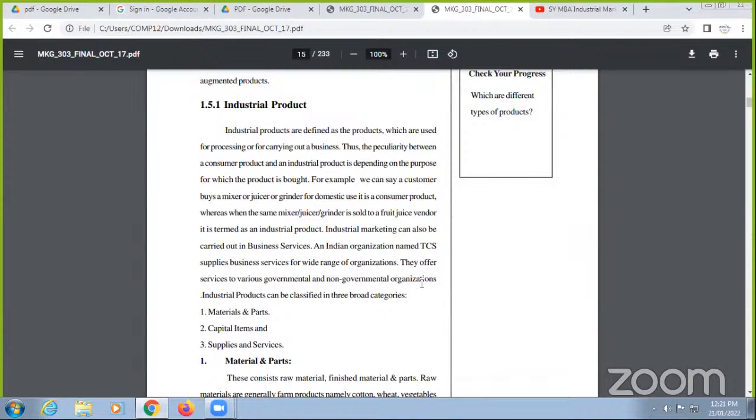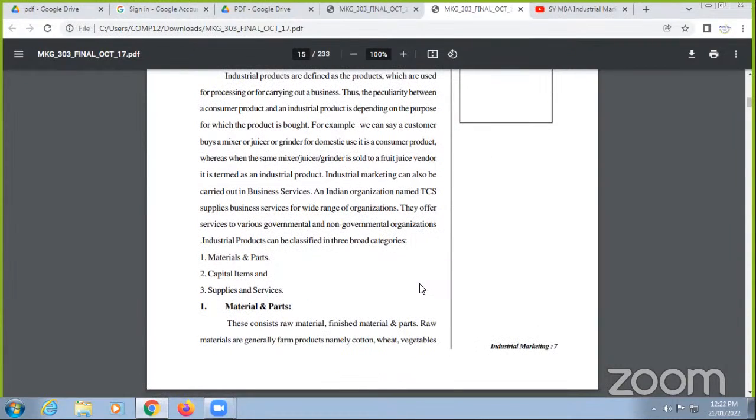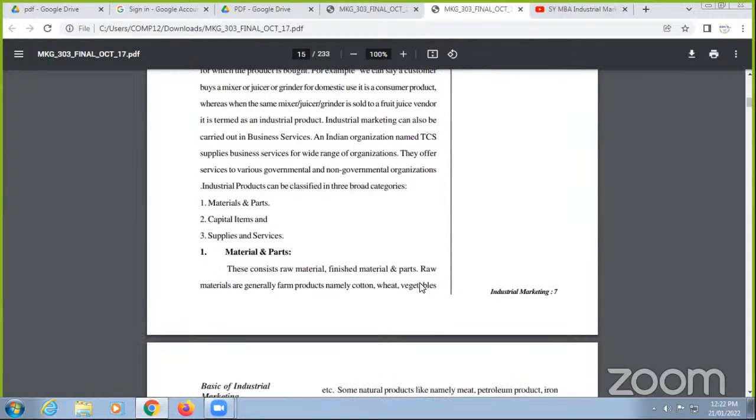Industrial marketing can also be carried out in business services. An Indian organization, TCS, supplies business services for a wide range of organizations. They offer services to various governmental or non-governmental organizations. Industrial products can be classified into three broad categories. First is materials and parts, second capital items, and third supplies and services.